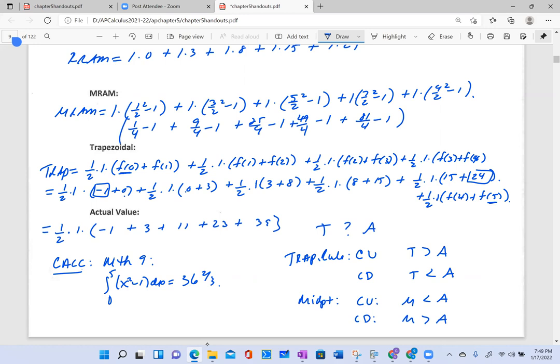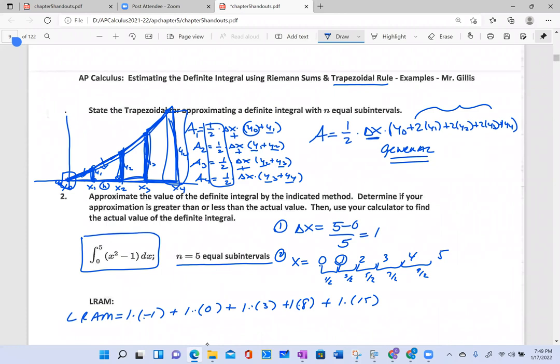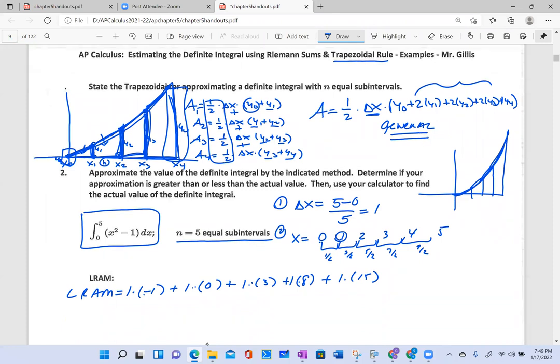The midpoint may go against your intuition, but if you look at the graph of x squared and you partition it into 4 equal subintervals and create trapezoids, you could see that you would have more area. It's an over approximation to the actual value of the definite integral. So when the graph is concave up, the trapezoidal rule will be greater than the actual value, up and over.